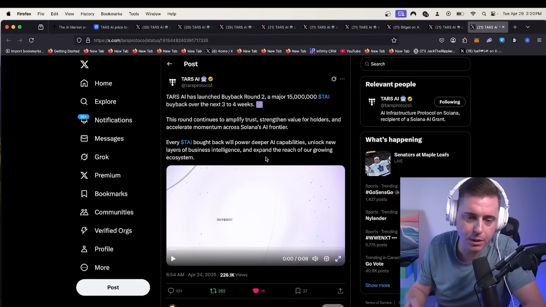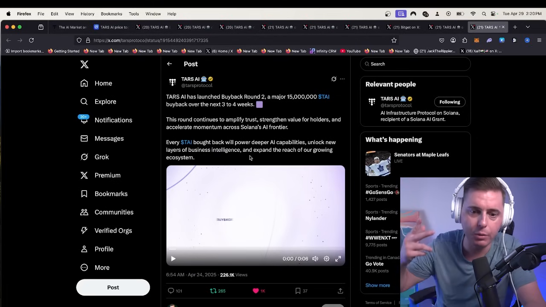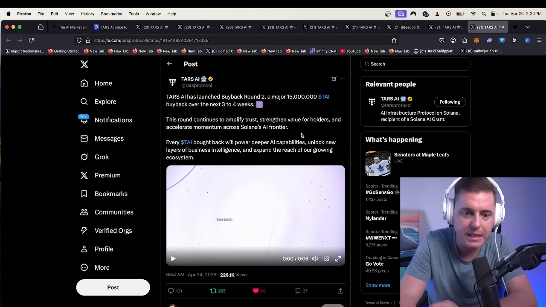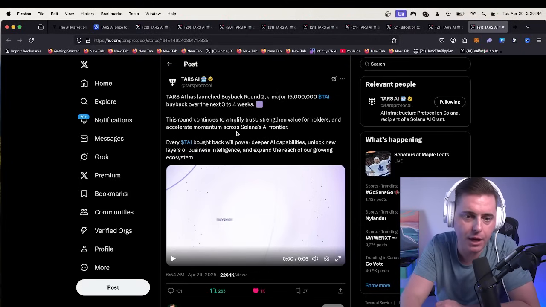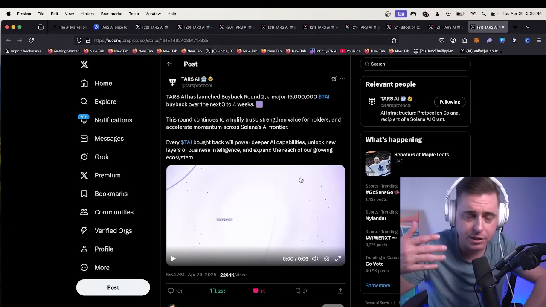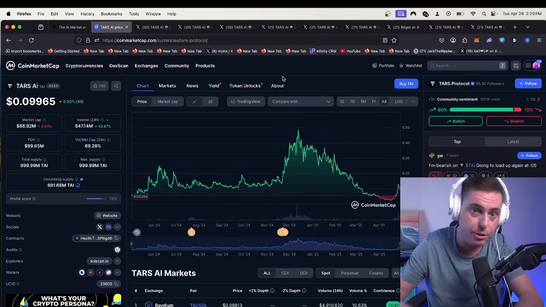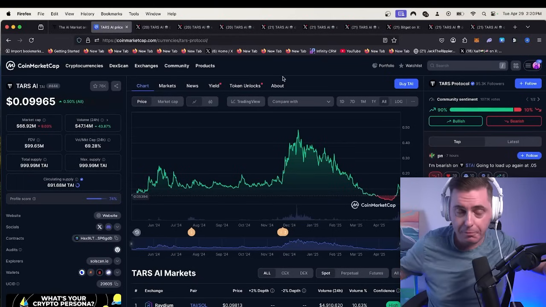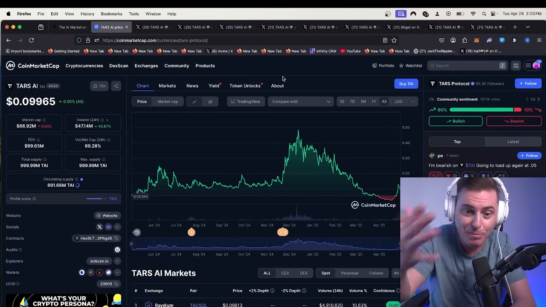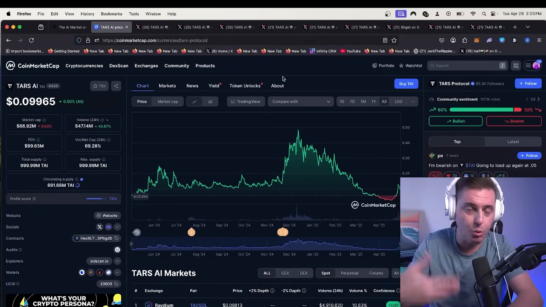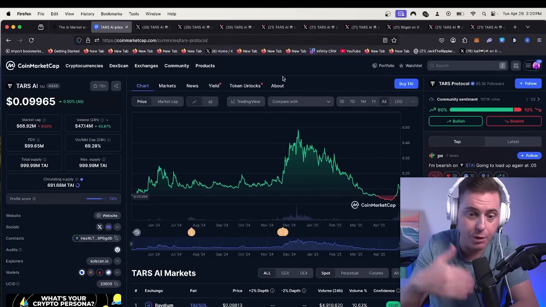And then you have, last but not least, TARS AI has launched a buyback round two with a major 15 million TAI buyback over the next 3 to 4 weeks. I think this is a lot of what you're seeing, the token pump here. And this is an opportunity. If they're going to buy the token and burn the token, and you are in the token before they start buying it, obviously you are going to reap the benefits and rewards.